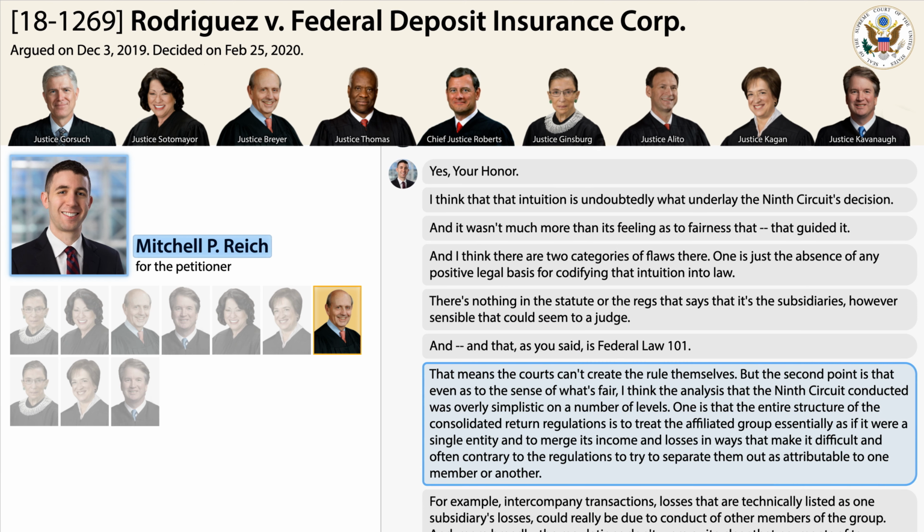That means the courts can't create the rule themselves. But the second point is that even as to the sense of what's fair, I think the analysis that the Ninth Circuit conducted was overly simplistic on a number of levels. One is that the entire structure of the consolidated return regulations is to treat the affiliated group essentially as if it were a single entity and to merge its income and losses in ways that make it difficult and often contrary to the regulations to try to separate them out as attributable to one member or another.